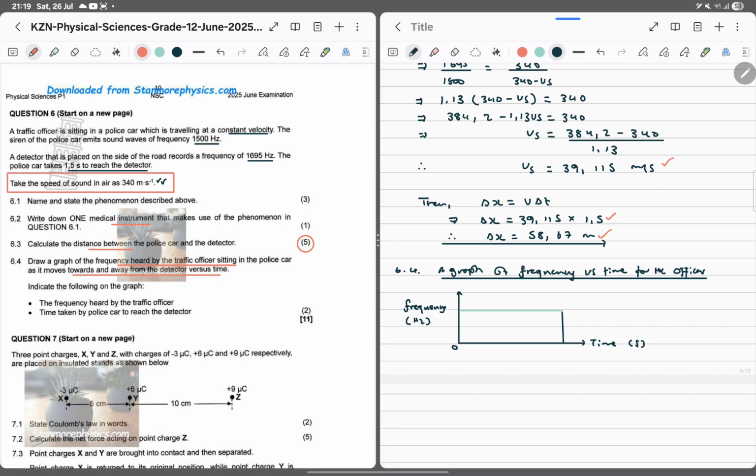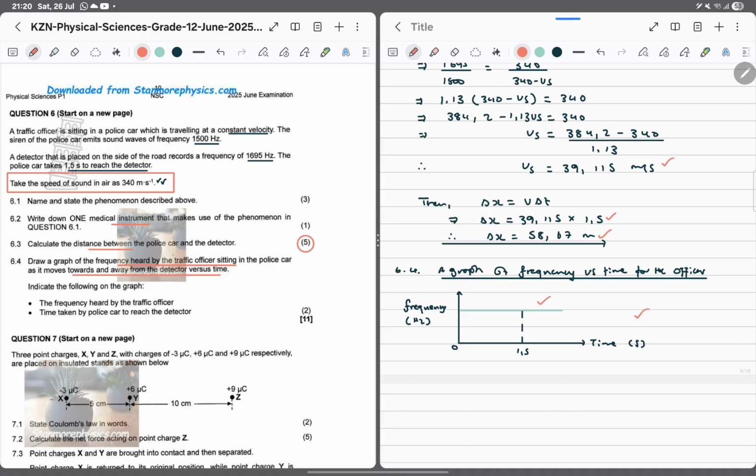So as he moves towards and away from the detector, okay, maybe let's say this is up until the detector. So this was 1.5 seconds. He will hear the same frequency even when he himself moves away. So guys, I don't know, this question is crazy, like seriously, I don't get it. It's crazy. Anyway, the shape and the rest of the stuff.